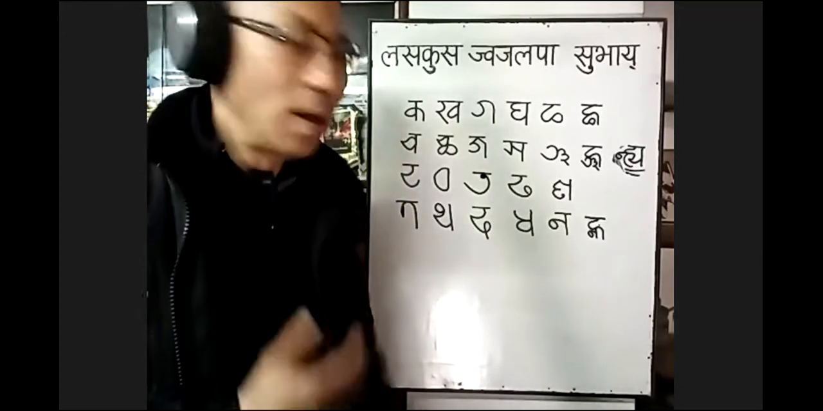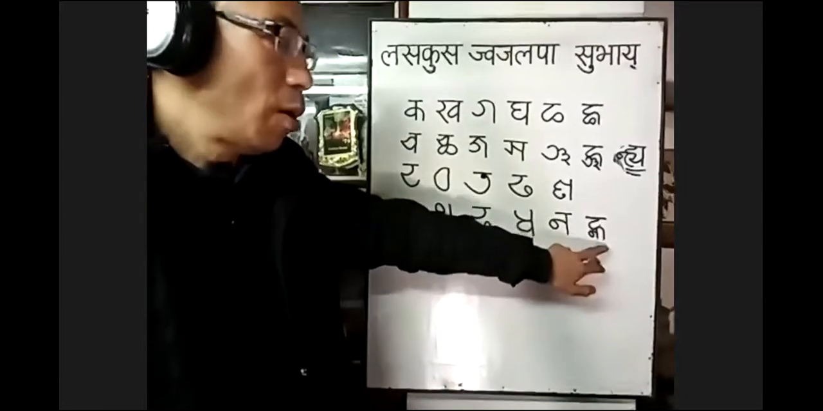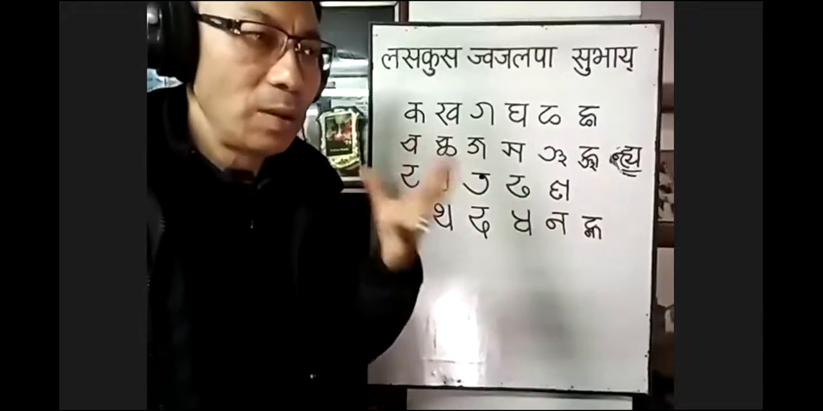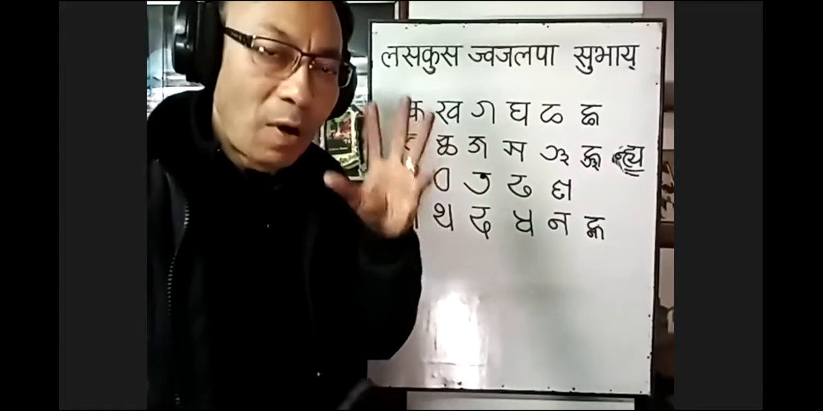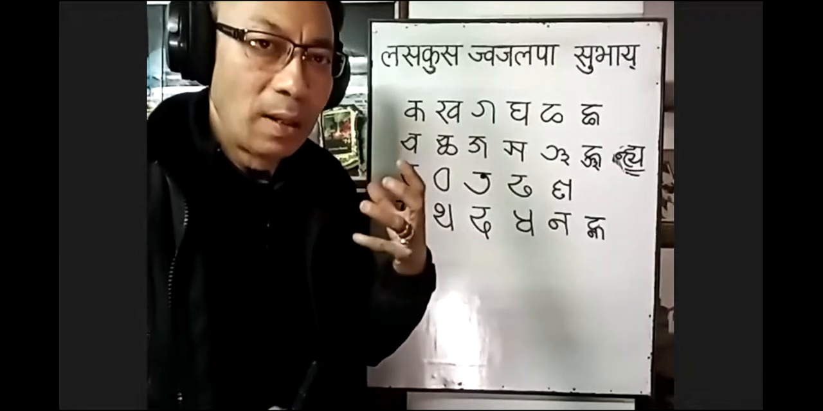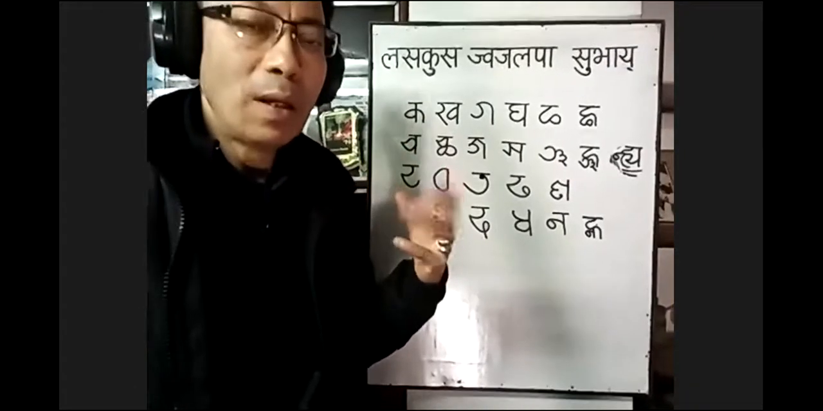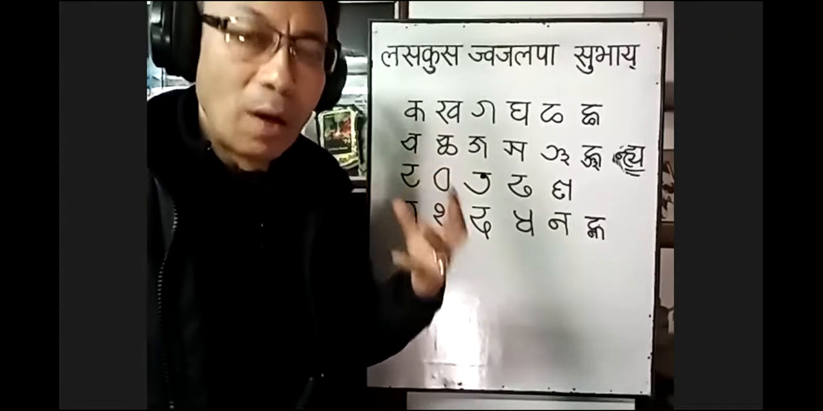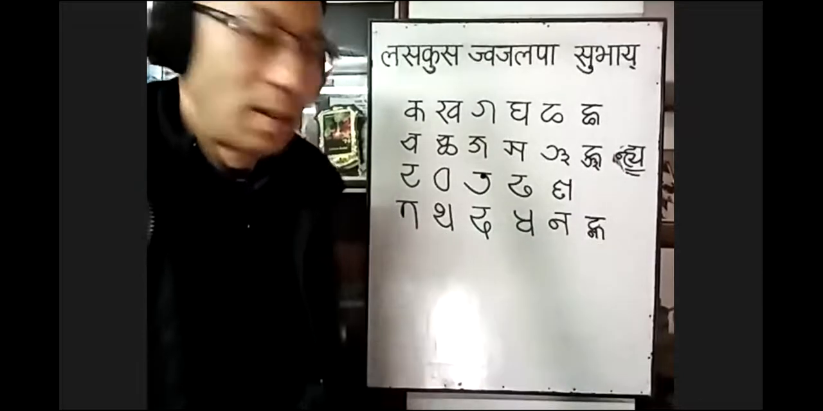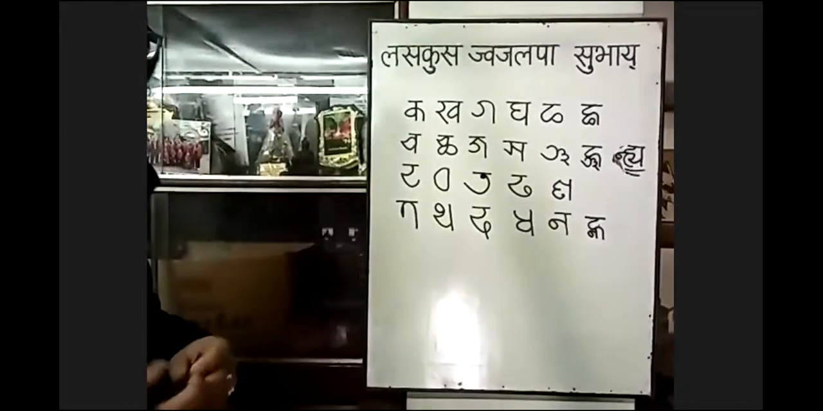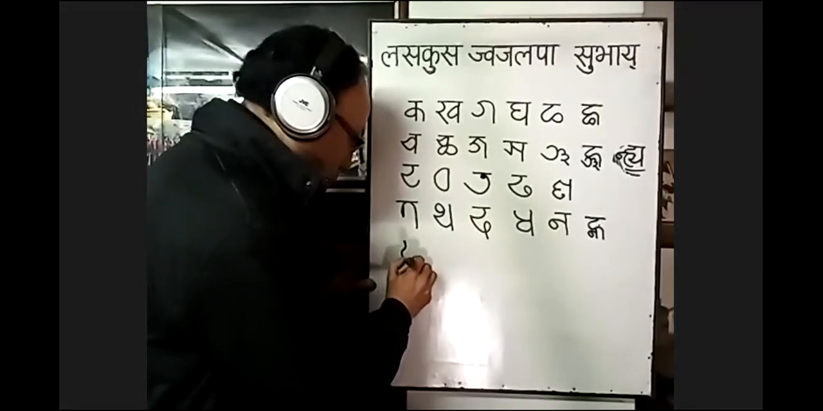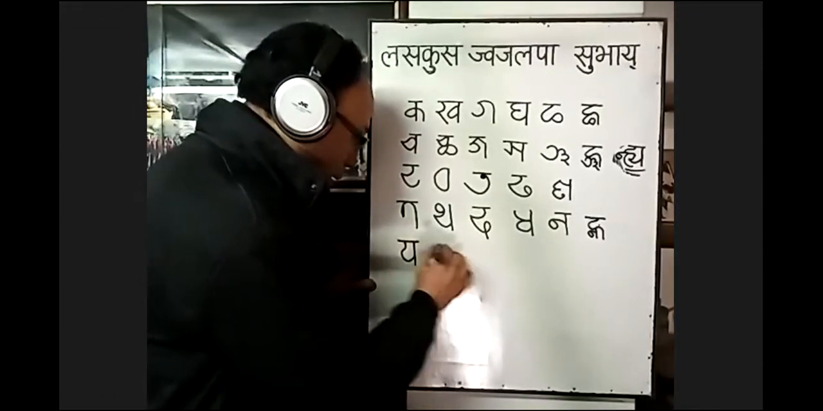So when ha is added to these letters, then the sound changes with the addition of the ha sound, and that brings a deeper voice. Nha, nha, nha. A kind of deeper voice. Ta, tha, da, dha, na.